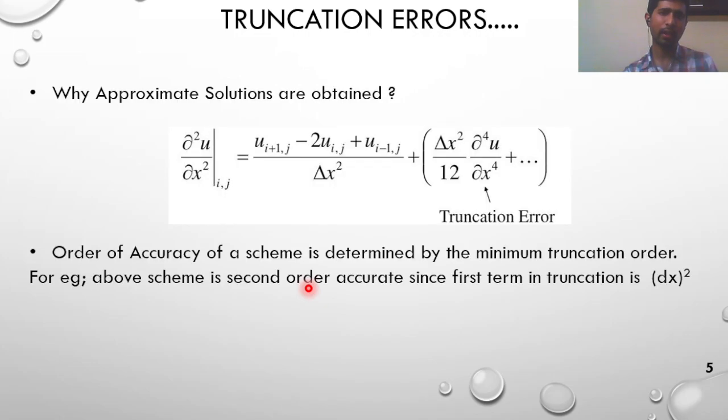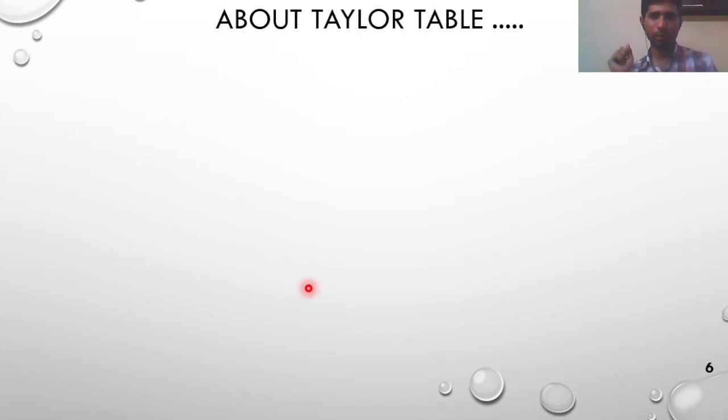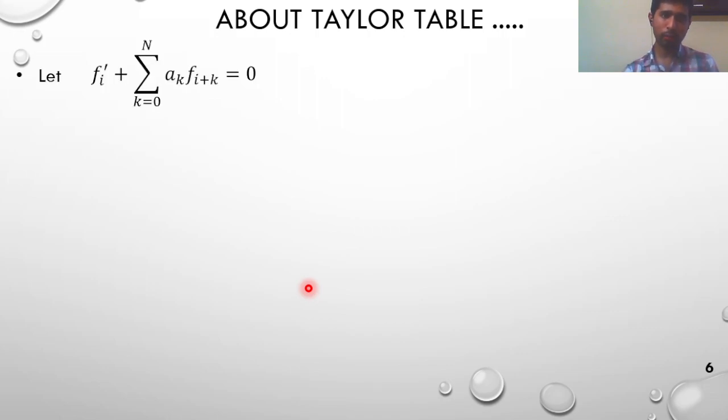That is called the Taylor table approach. This is not there in your weekly content, but I feel it to be very easy to calculate the higher order differential and higher order schemes. So you just assume that f dash, now I am calculating f dash, similarly you can do for f double dash also, plus the summation of a_k f at i plus k. Now how do you decide this k, k is equal to 0 to n? How do you decide this n? This is based on the order.